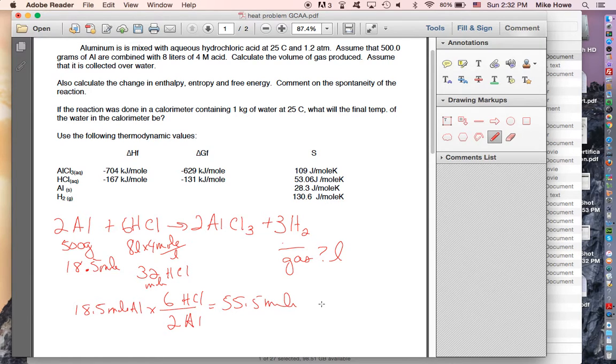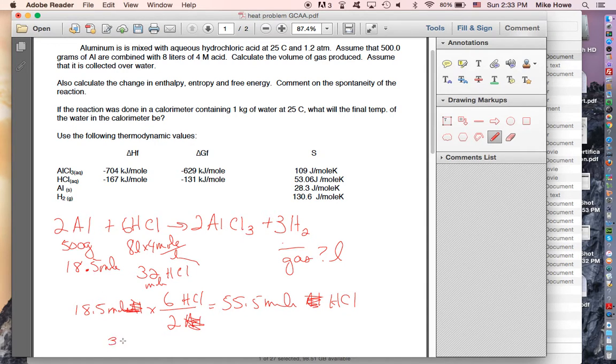That means we would need 55.5 moles of HCl. Oops, I'm sorry, I just said the wrong thing. We have 55.5 moles of HCl because the aluminum cancels. Okay, and we don't have 55.5 moles of HCl. We have only 32 moles. So do we have enough HCl? No. So if we were going to use all of the Al, we would need 55.5 moles of HCl. We don't have 55.5, we only have 32. So that means the HCl is going to run out, and the aluminum will be in excess. There'll be more of it than we need.